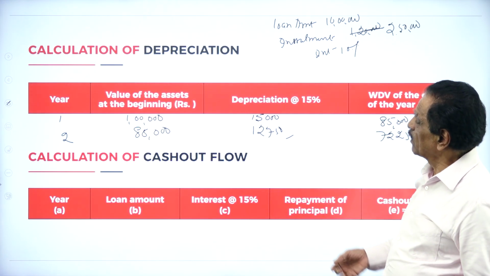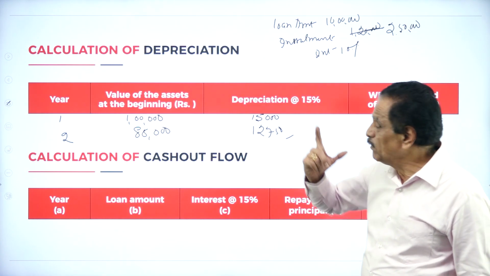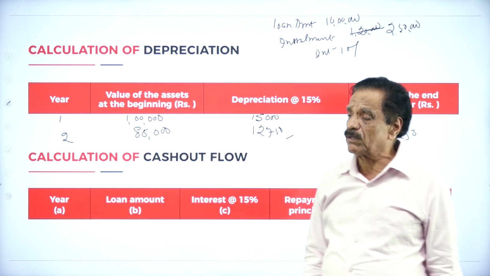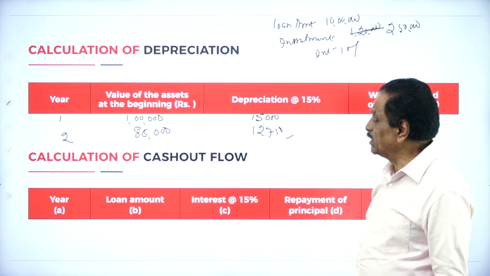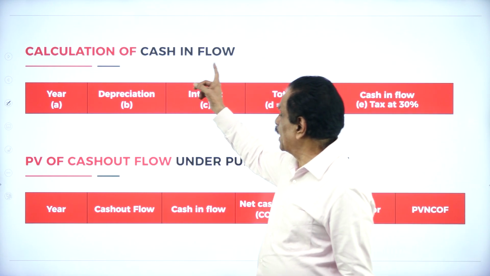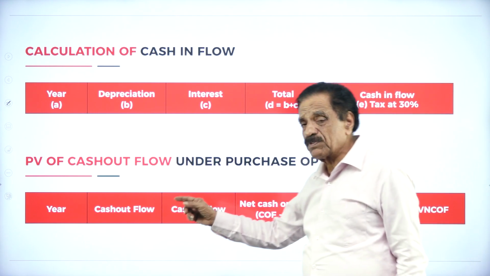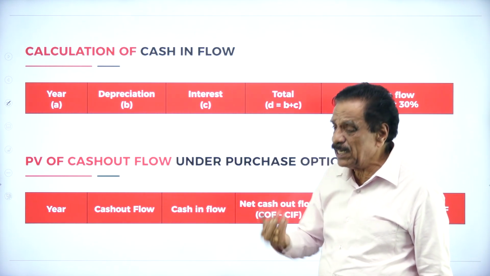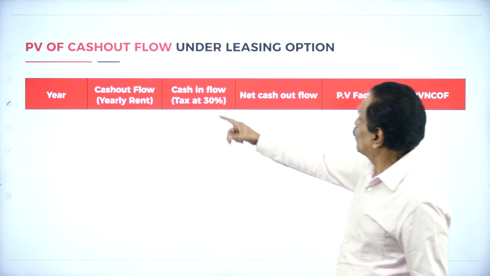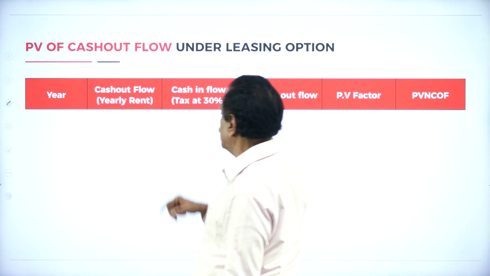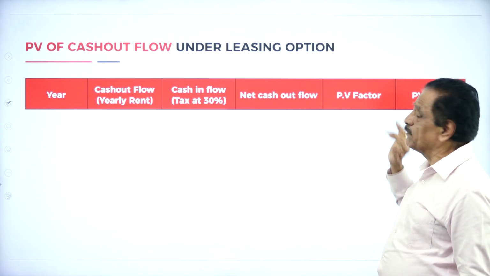What is the first step to do in a lease problem? First you have to calculate the depreciation. Once you calculate depreciation, calculate the cash outflows. Then go to the cash inflows. Under the purchase option, out of the installment money you deduct the interest, and the remaining is the net cash flow. Under the leasing option, the cash flow is the rental value, with 30% paid in cash in hand, and the net cash flow remains.